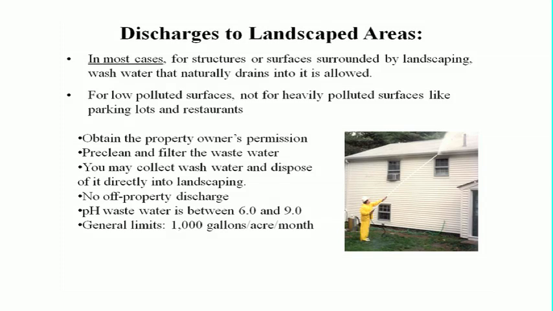In most cases, for structures or surfaces surrounded by landscaping, wastewater that normally drains into it is allowed. This is for low polluted surfaces, not for heavily polluted surfaces like parking lots and restaurants. Obtain the property owner's permission, pre-clean and filter the wastewater. You may collect the wastewater and dispose of it directly into the landscaping. No off-property discharge. pH should be between 6 and 9, and generally limit discharge to 1,000 gallons per acre per month.